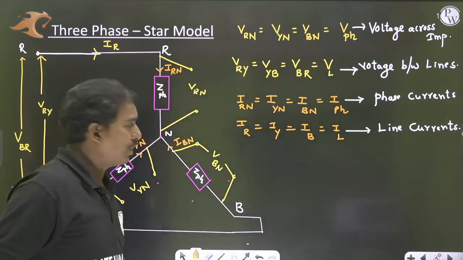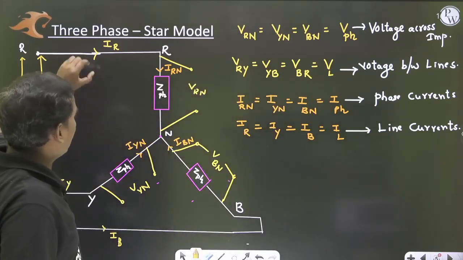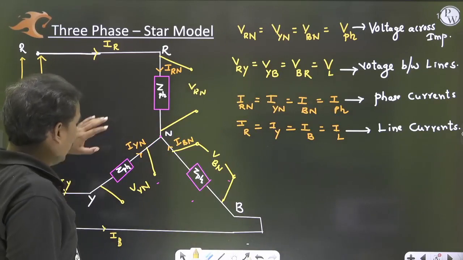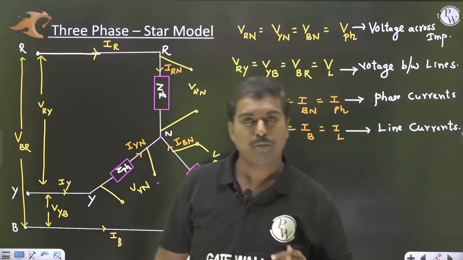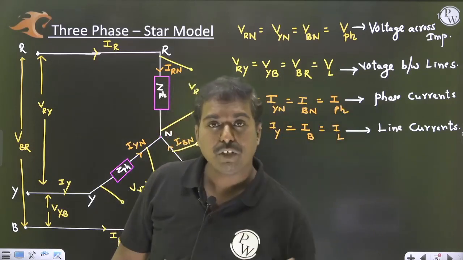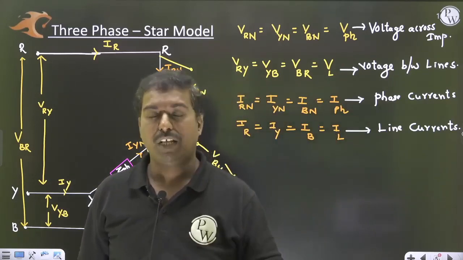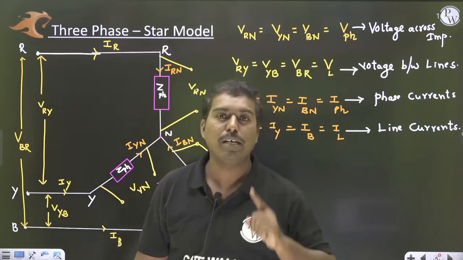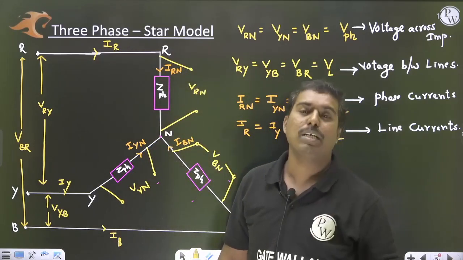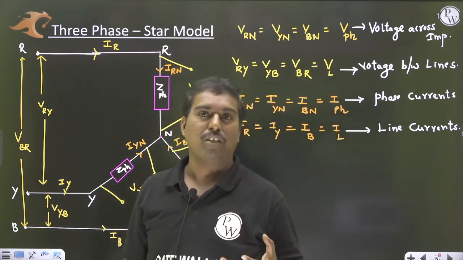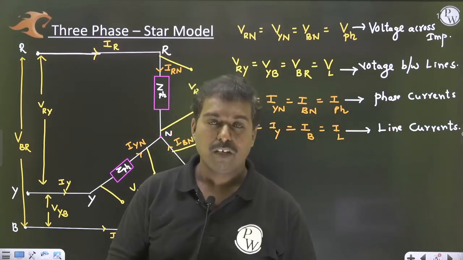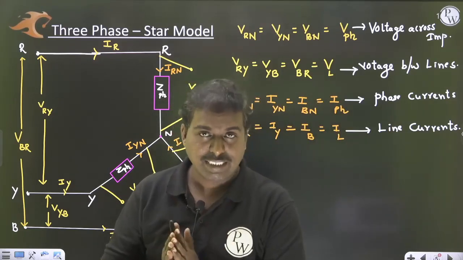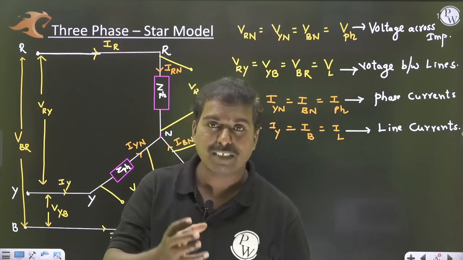In that situation, one wattmeter can be connected between R and N, one wattmeter between Y and N, and one wattmeter between B and N. So three wattmeters are required. But if the neutral line is not present, then we can keep one particular line as a common line and adjust the three-phase power measurement by using two wattmeters. That is the next content, which is called Blondel's theorem.